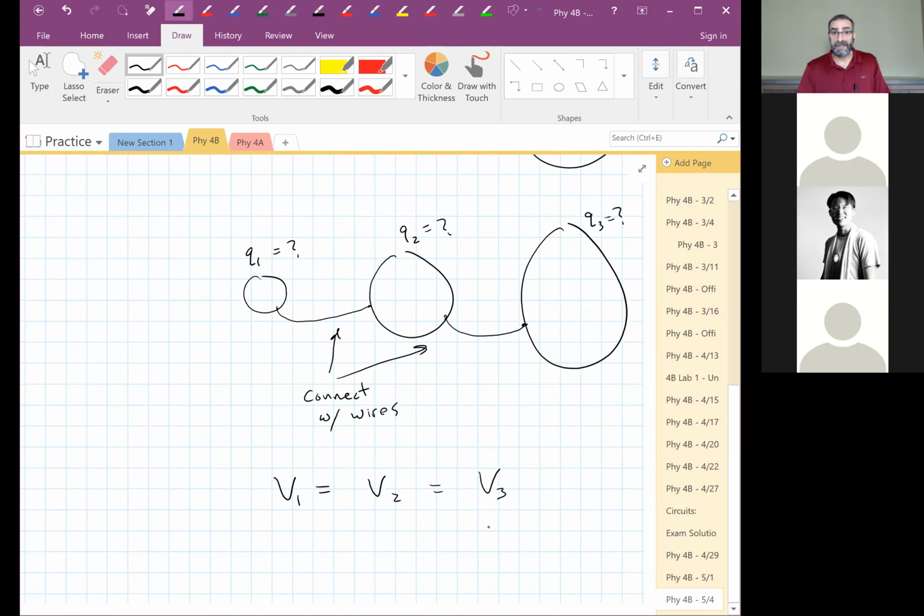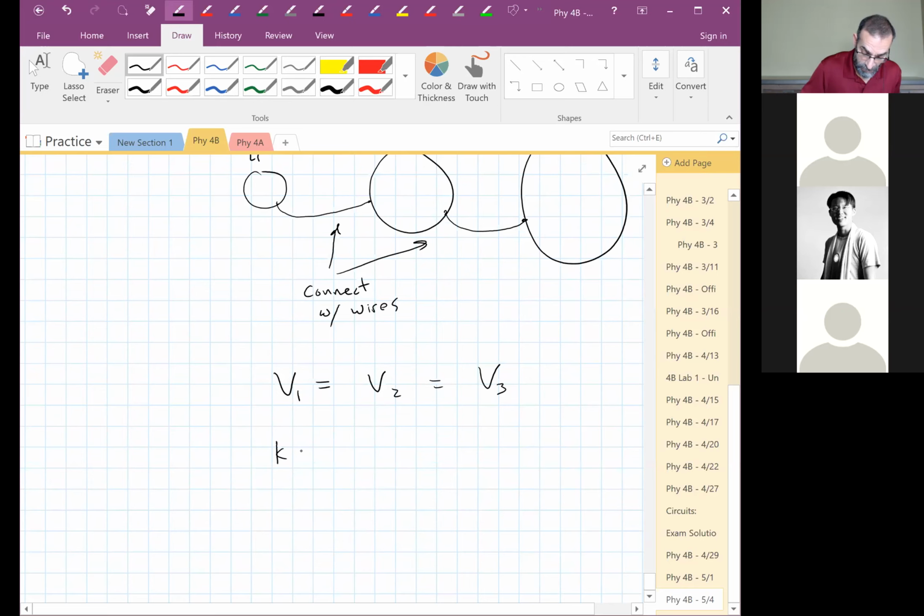And what is the potential on the surface of a spherical charge distribution? We did it earlier today. We treat it like a point charge, right? So the potential of a point charge is KQ over R. And we just plug in the radius of that object. So in this case, it would just be capital R. And this would be KQ2 over 2R, right? And this would be, oops, not plus, equals KQ3 over 3R.